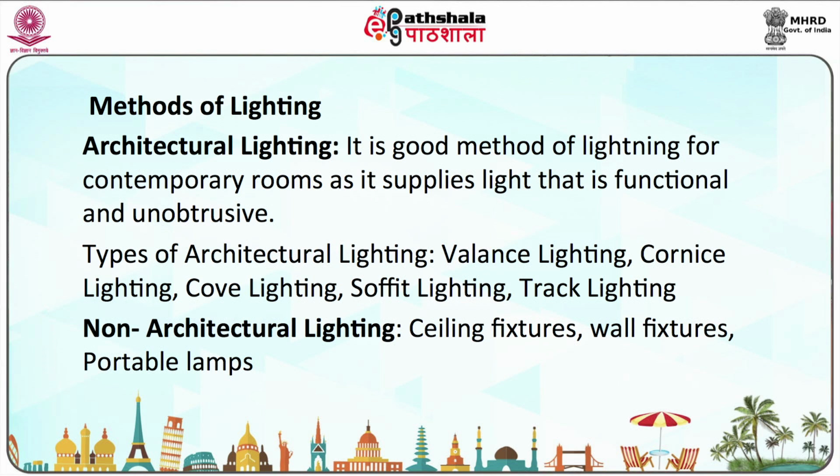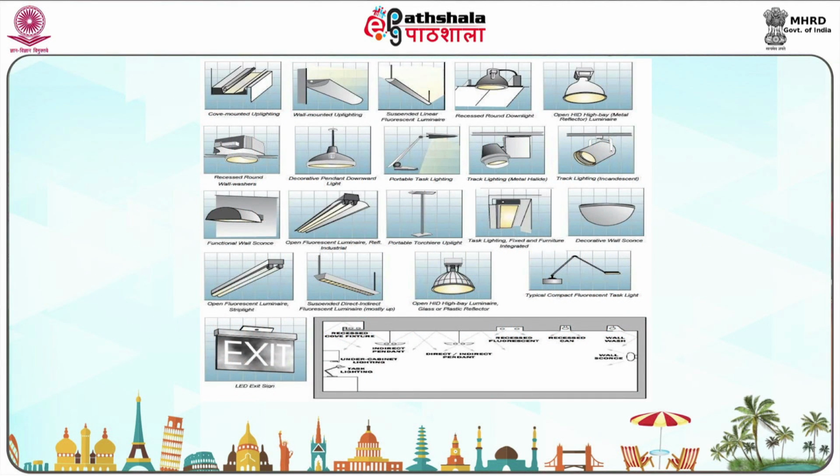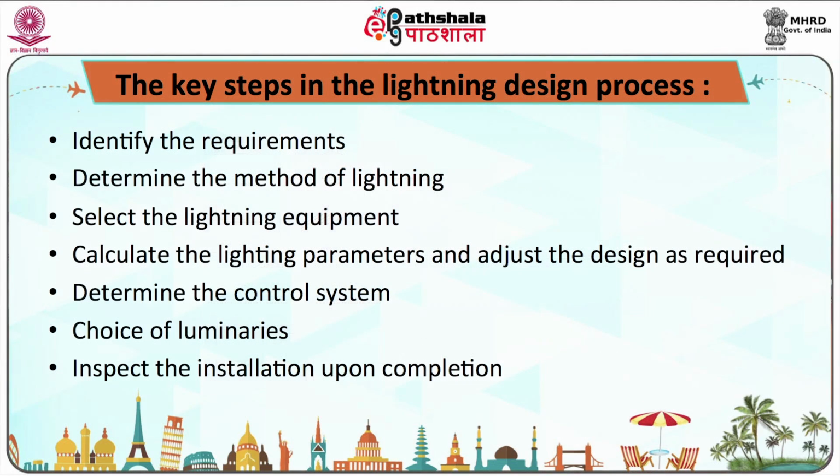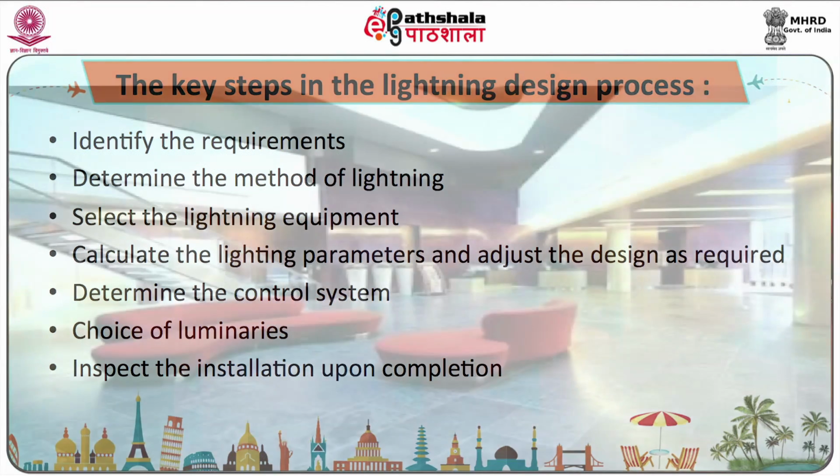Non-architectural lighting includes ceiling fixtures, wall fixtures and portable lamps. The key steps in the lighting design process are: identify the requirements, determine the method of lighting, select the lighting equipment, calculate the lighting parameters and adjust the design as required. Determine the control system, choice of luminaires and inspection of installation upon completion.